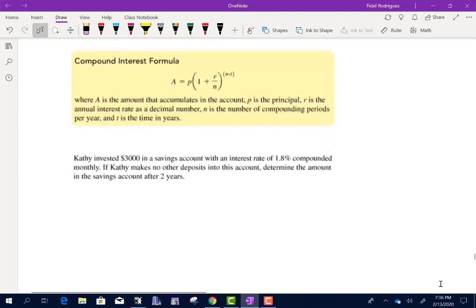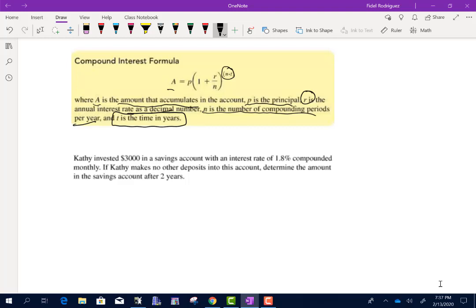Okay, so here's our compound interest formula. It says the compound interest formula is A equals P, and then if you notice here we have parentheses, 1 plus R over N. All of that is raised to the power N times T. A is the amount that is going to accumulate in the account. P is the principal. This is the amount of money that we're either borrowing or investing. R is going to be our interest rate as a decimal. We want to make sure we write it as a decimal. N is the number of compounding periods in a year. And T is going to be our time in years.